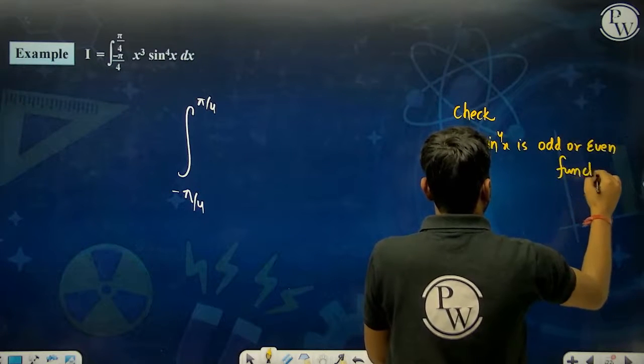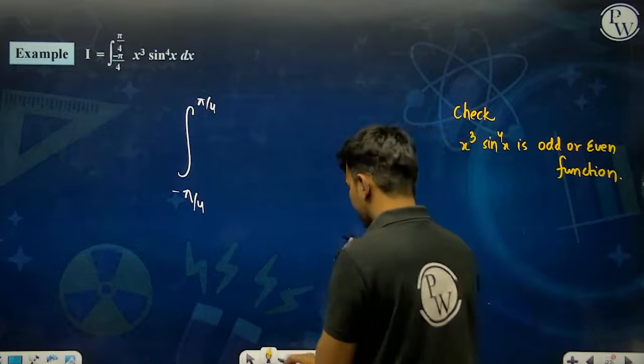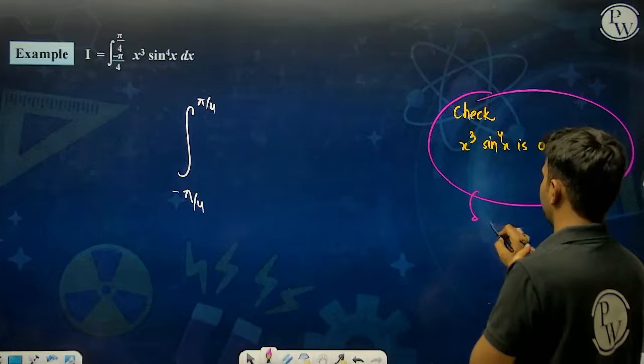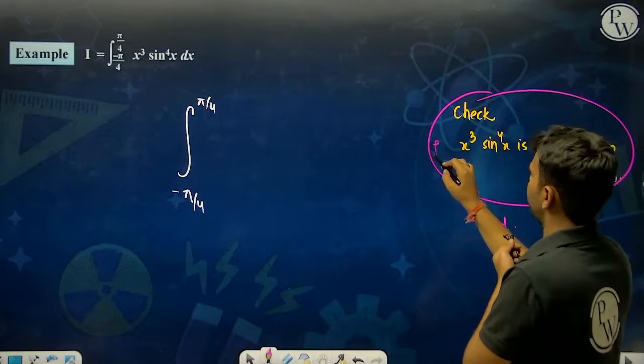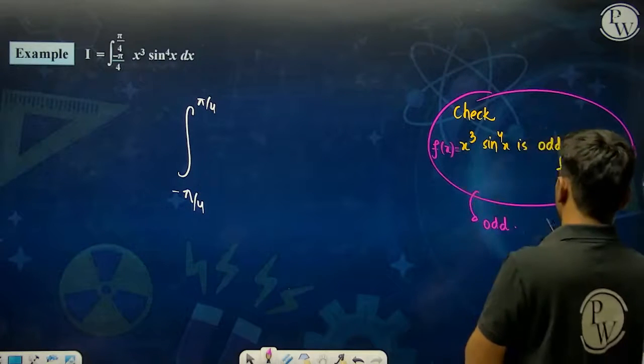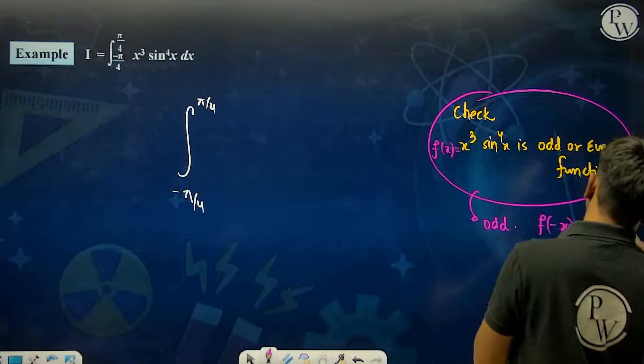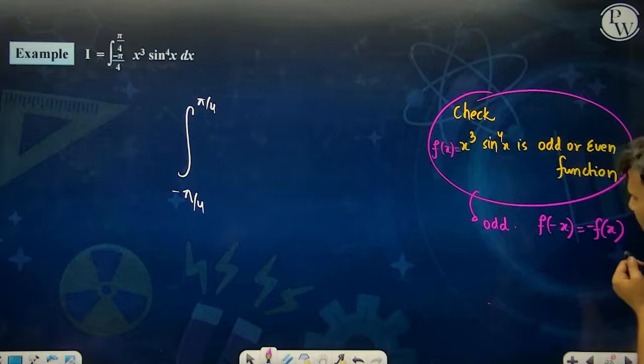Is this function odd or even? Let me tell you, this is an odd function. Why? Because this is f of x, and if you look at this, f of minus x is going to be minus f of x. That's why it is nothing but an odd function.